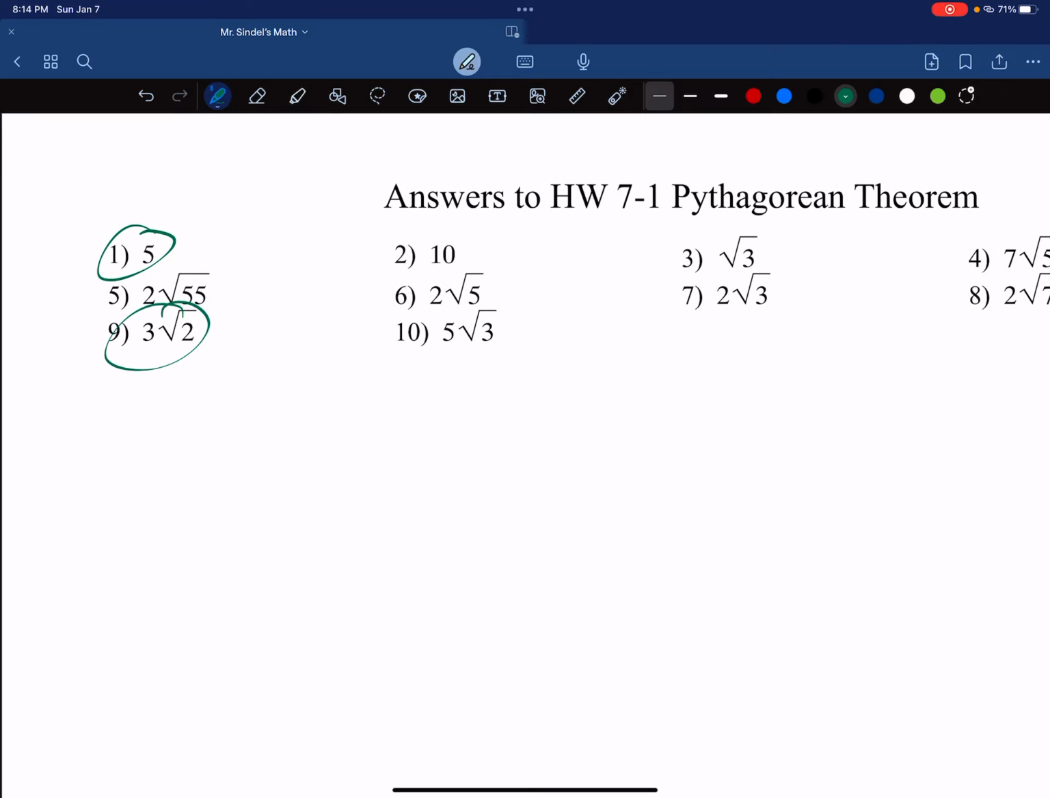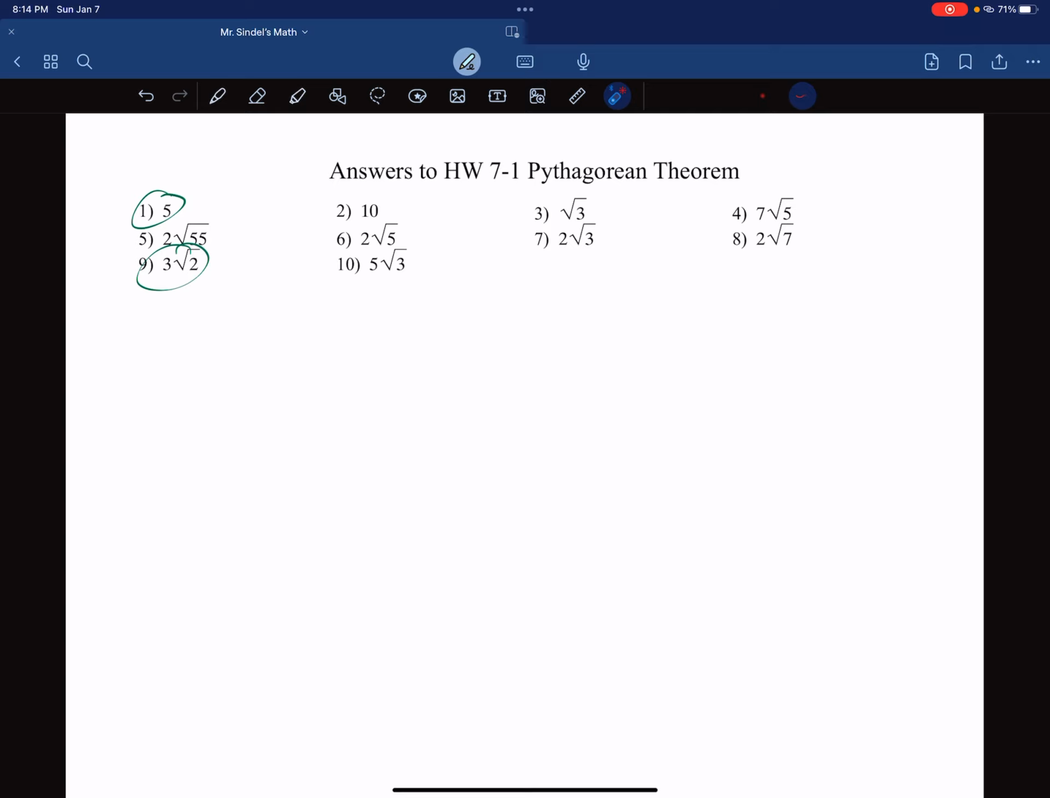Make sure you're checking your answers. I'm looking at a lot of these problems. It looks like numbers 5, 6, 7, 8, 4, and 10, all of those have to be reduced because they have a number out front as well. Remember that you should be doing that.